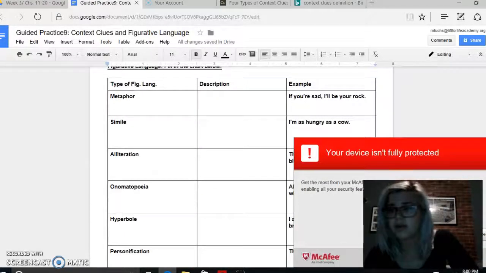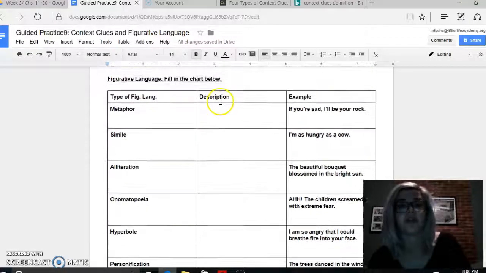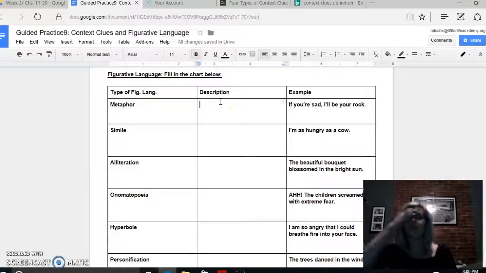We are on, oh my gosh, get out of here. Okay, we are on to figurative language. So figurative language pops up a lot. We're going to go through this quickly. Hopefully this is all review.